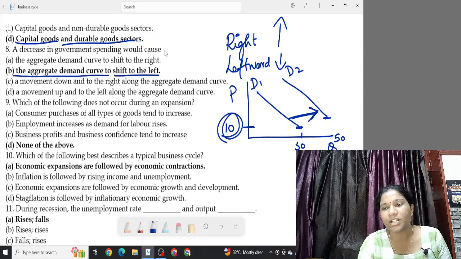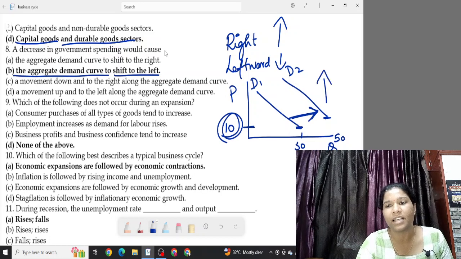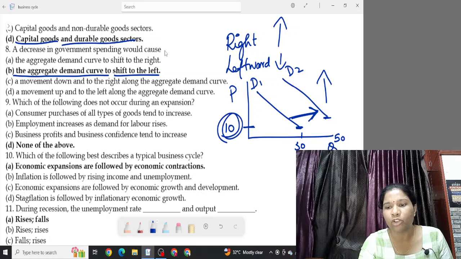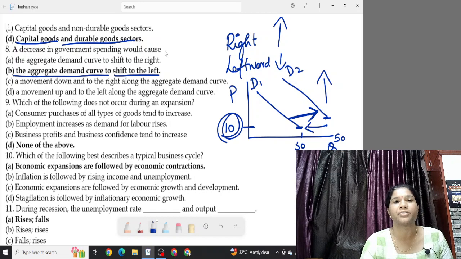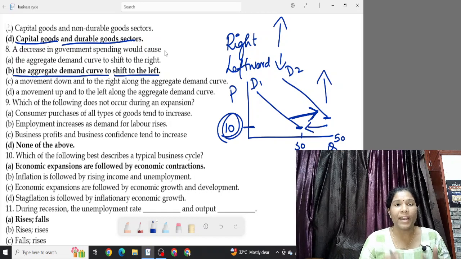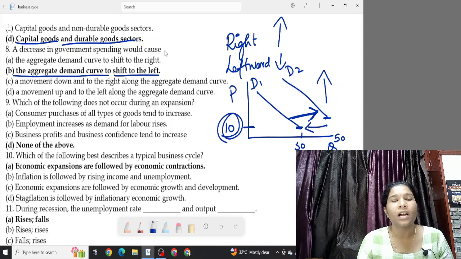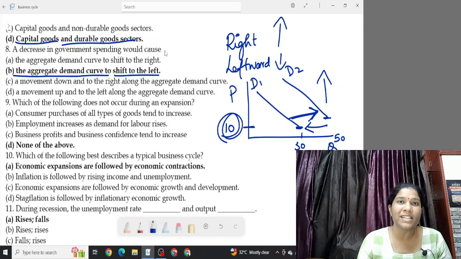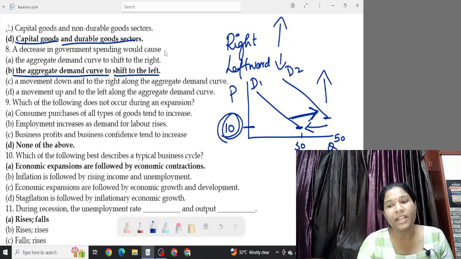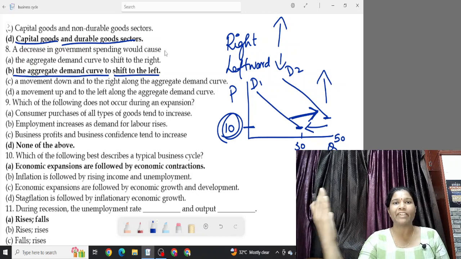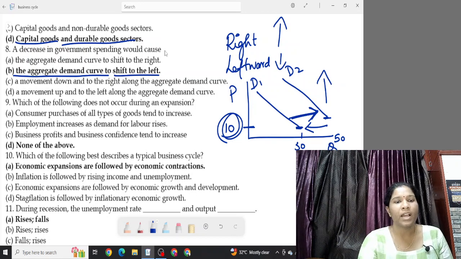So whenever a rightward shift happens, it is called an increase in demand. Whenever the shift is happening from 50 to 30, it is called a leftward shift. In the same way, whenever government spending is coming down, as a result, money supply in the economy goes down. As a result, demand comes down. So whenever demand comes down, it will move from 50 to 30, and this is why it is called a left side movement. Okay, remember this.